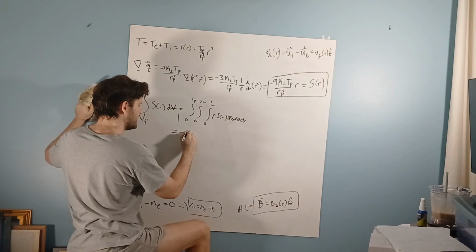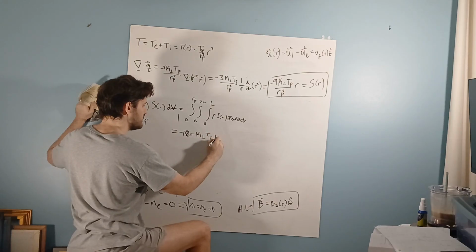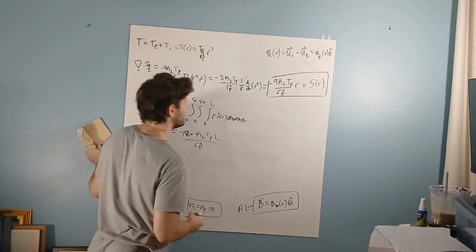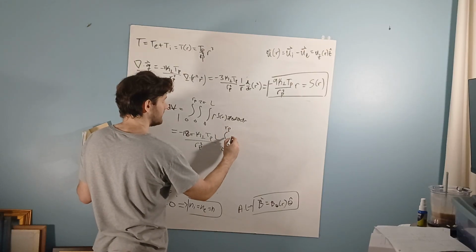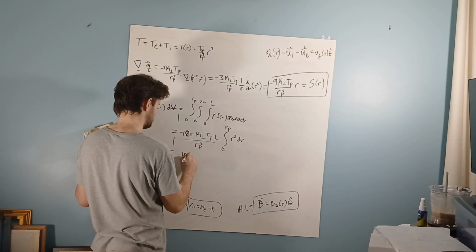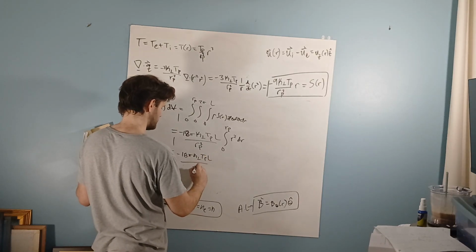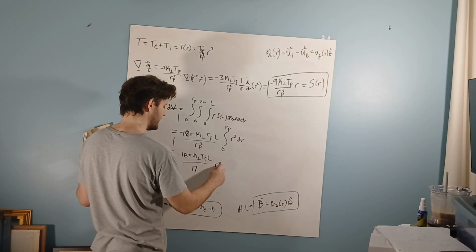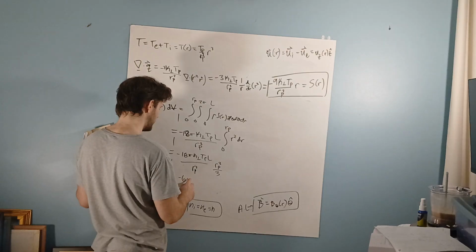So we have minus 18 pi kappa perp TP L over RP cubed, and then it's R squared. But hey, check this out. That's an easy integral to do. And guess what happens? When we do it, the RP's cancel. And we are left with this.